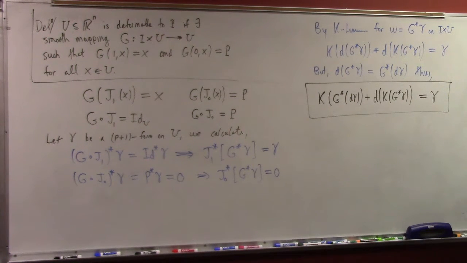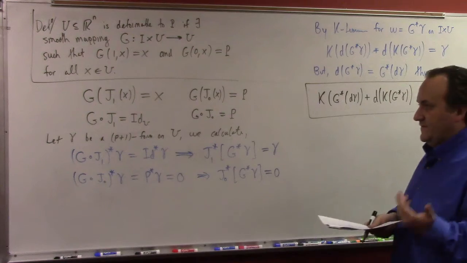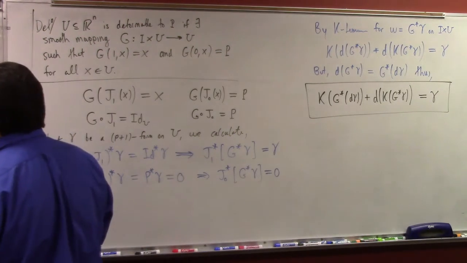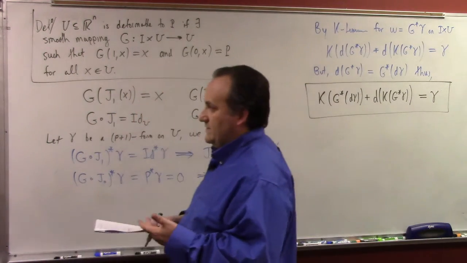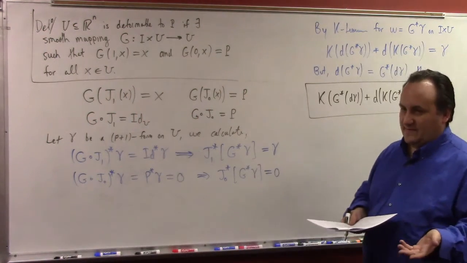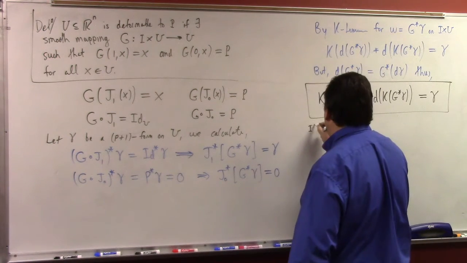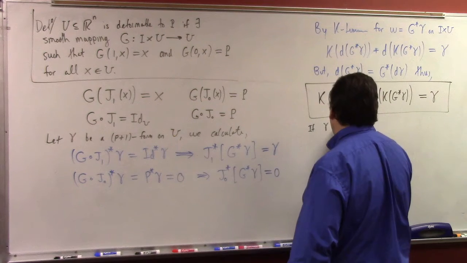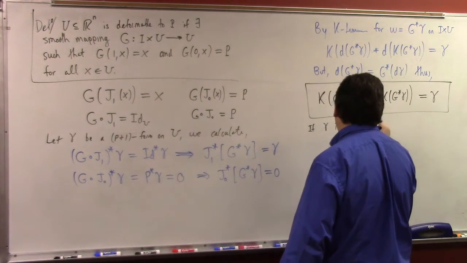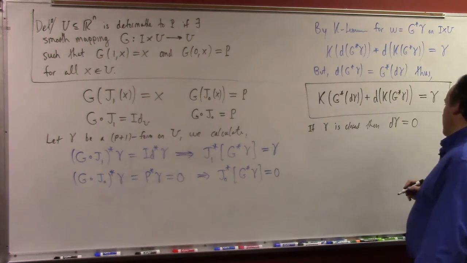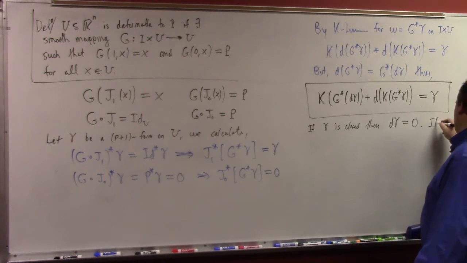So finally, we can come back to the statement of the Poincare lemma, which is that if the set is deformable to a point, then a form is closed if and only if it's exact. We already know that exact implies closed. So the interesting question is now, if gamma is closed, then D gamma is equal to 0, right?